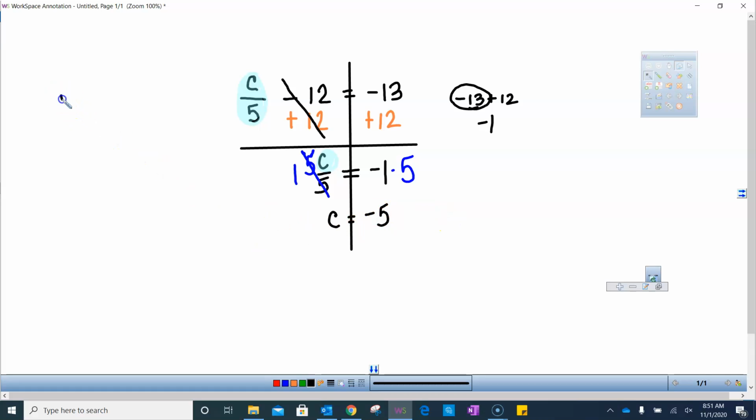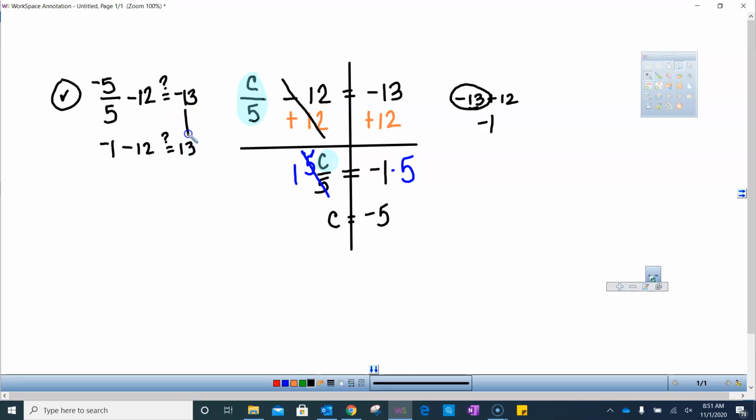So now I'm going to check to make sure it works. I'm going to plug it back into this original equation. Negative 5 is my solution. Divided by 5, I'm going to take 12 away from that. And do I get negative 13 when I do the math? Negative 5 divided by 5 is negative 1. Negative 1 minus 12, does that equal negative 13?